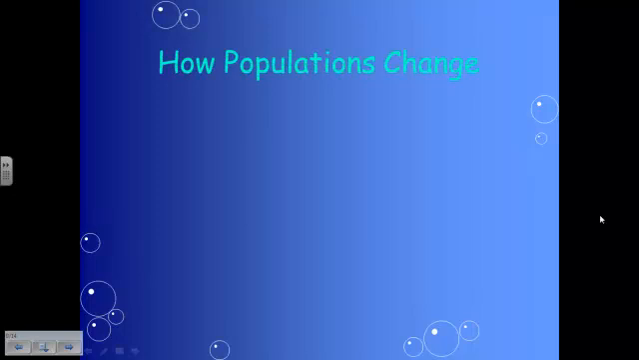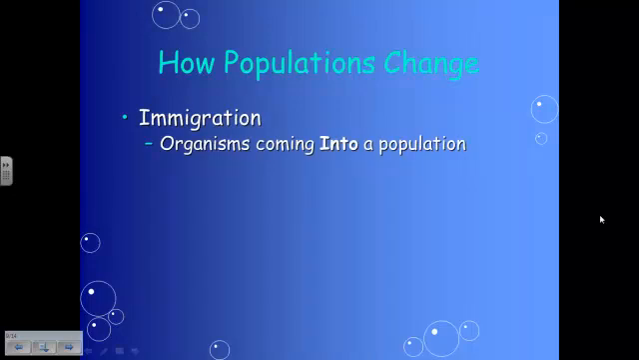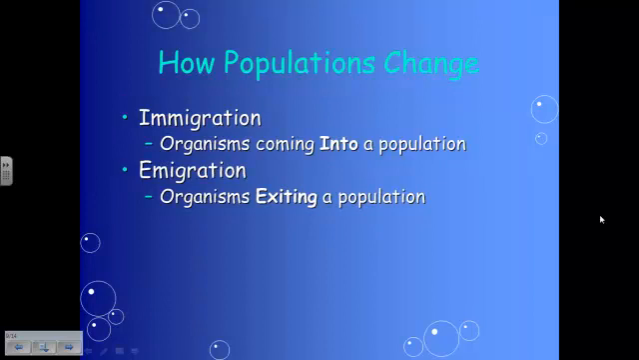So populations then, how do they change? Although they can change with density-dependent and independent factors, there are other ways in which they change. The first being immigration. Immigration, organisms are coming into a population. Emigration, organisms are exiting a population.